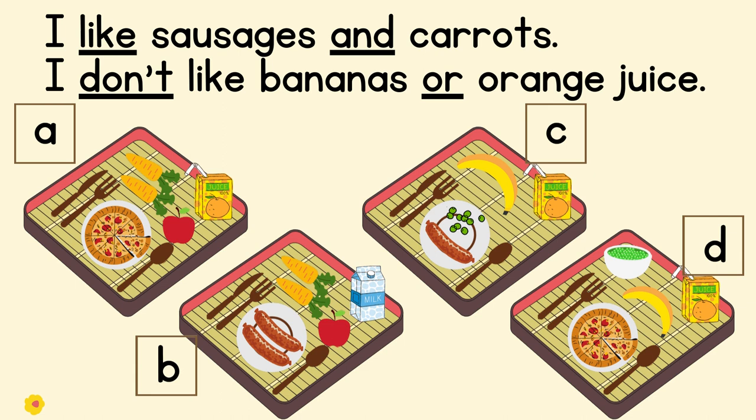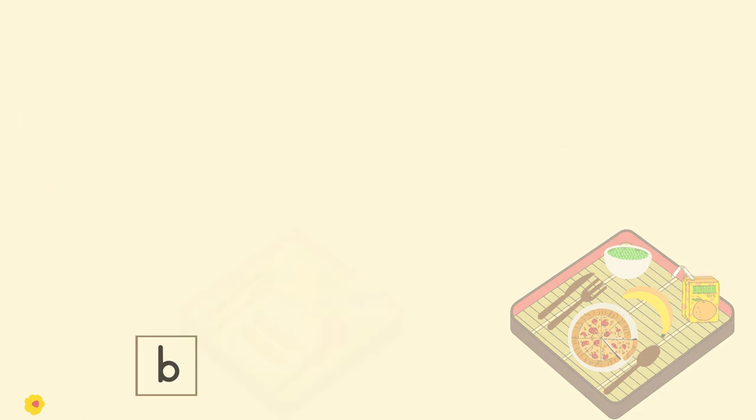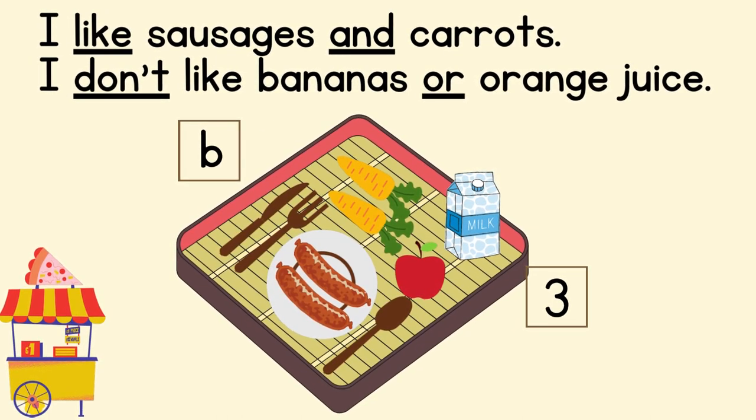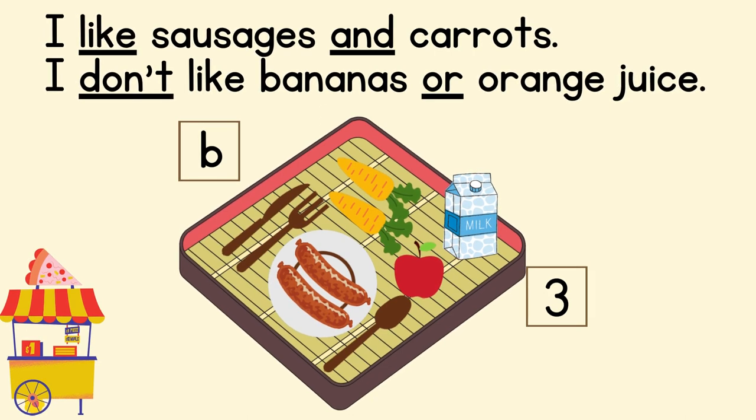Now, can you tell which set is the answer? Is it set A, B, C, or D? Look carefully. Let's have a check. The answer is set B. Now let's read the sentences one more time. I like sausages and carrots. I don't like bananas or orange juice. Well done. So the answer is set B for number three.